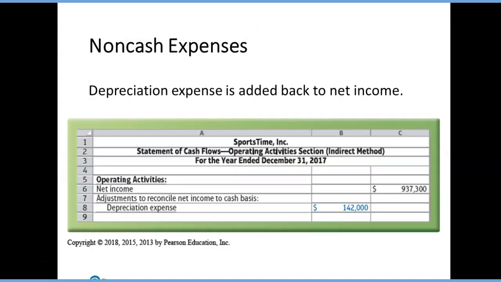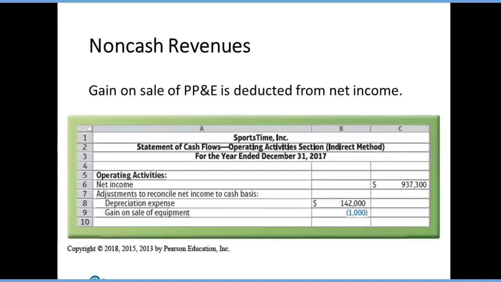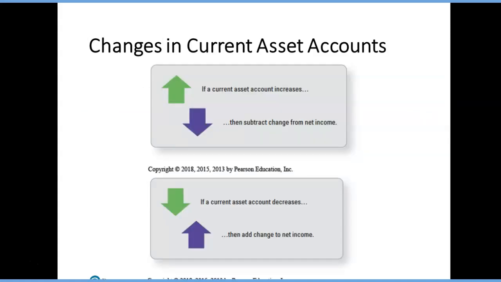So non-cash transactions. Again, this is just giving you an idea from the indirect method perspective. If depreciation is deducted to arrive at the $937,300, we'll have to add it back. And the opposite would be true if it's a gain. A gain is going to be making that number get bigger. So to correct the non-cash side of the gain, you have to subtract it. And again, it does actually make sense.